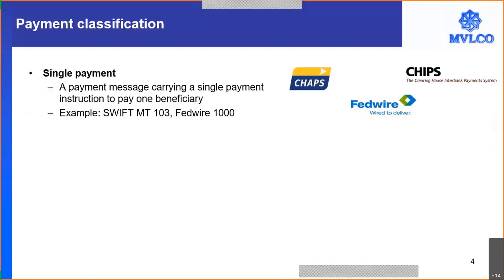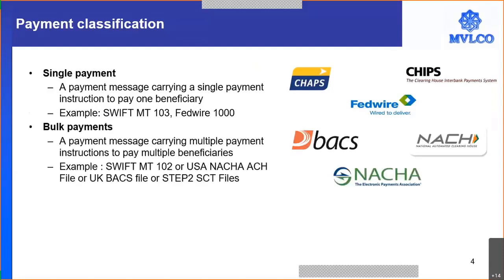And in that case, the mechanisms which are available to move that payment is some messaging like Swift MT 103. It carries only one single credit transfer. Or in USA currently, the Fedwire 1000, which again carries a single payment. So a single payment for us would mean a payment transaction in which only one beneficiary is expected to be paid.